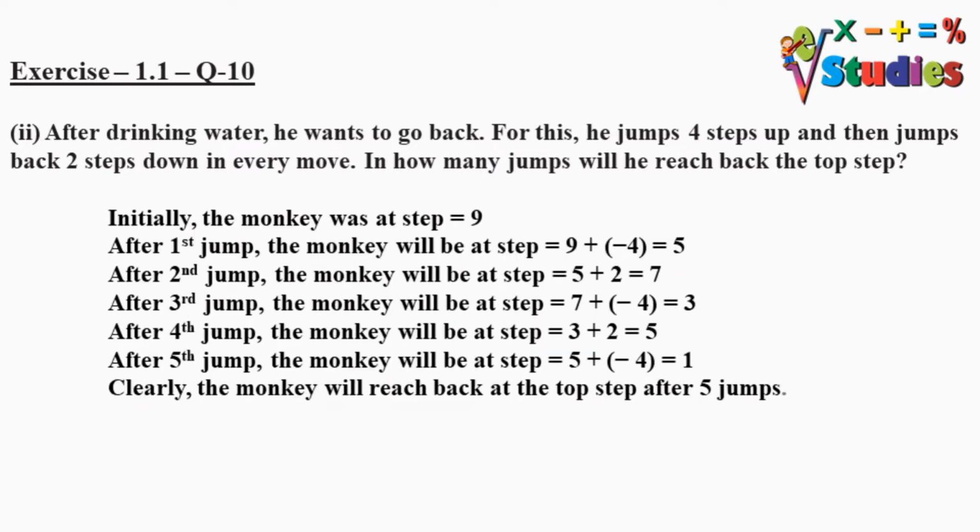So here the monkey jumps up. Every time he jumps up, we need to subtract 4 steps, and when he jumps down, we need to add 2 steps. That's how we need to progress. And at the end of jump 5, he will be reaching step 1.